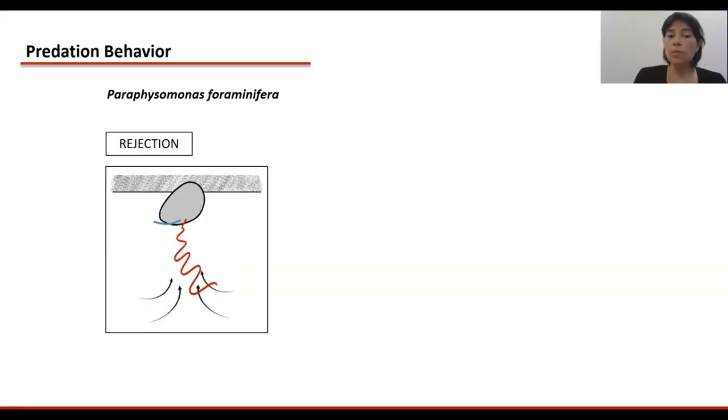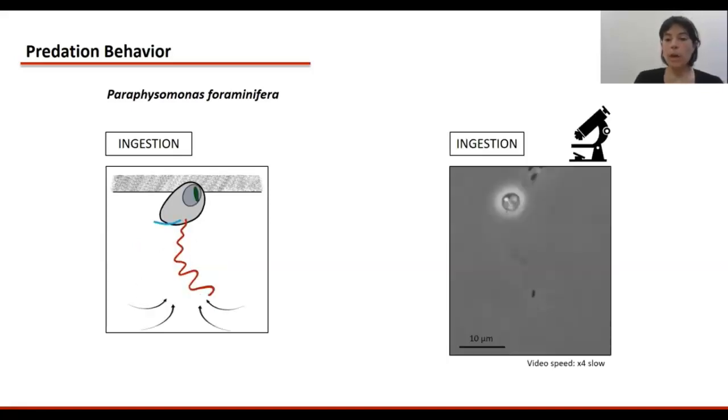And in this case, if the flagellate decides to reject the prey, it will simply return its long flagellum to the normal position and release the prey to the environment. However, if it wants to ingest it, the shorter flagellum will push the prey towards the cell body, and then it will be phagocytized. Here we have an example of an observation under the microscope of Paraphysomonas capturing and ingesting a bacterium.